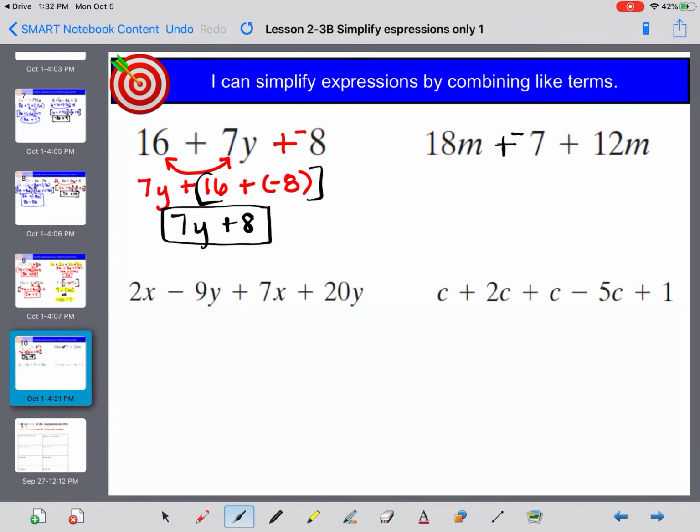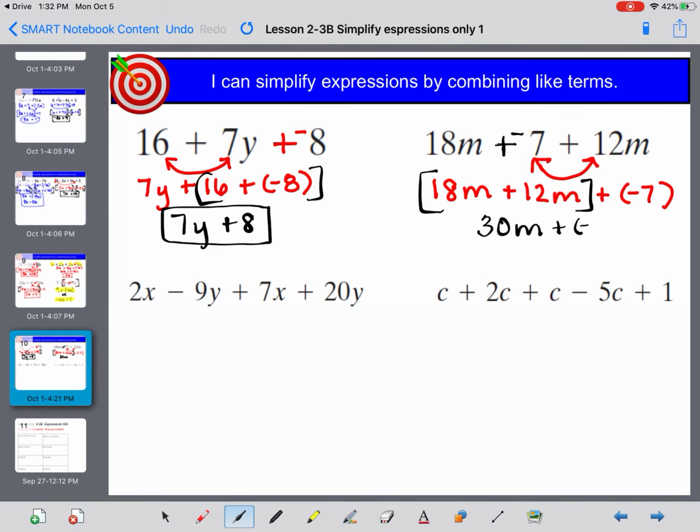Okay, then the next one. This should be adding negative 7. The commutative property allows me to switch the order so that my m's are next to each other. The associative property is my grouping property, so use that to group. 18m plus 12m gives me 30m. Plus negative 7, which is the same as 30m minus 7. Again, be good with both of these being a correct answer.